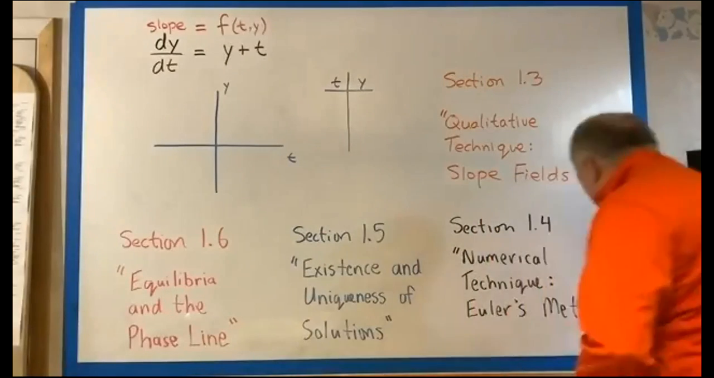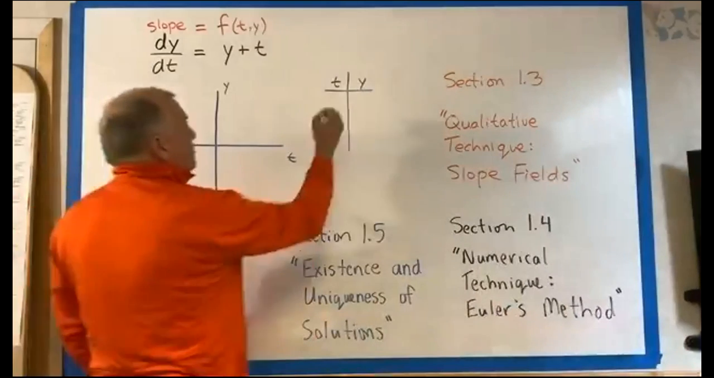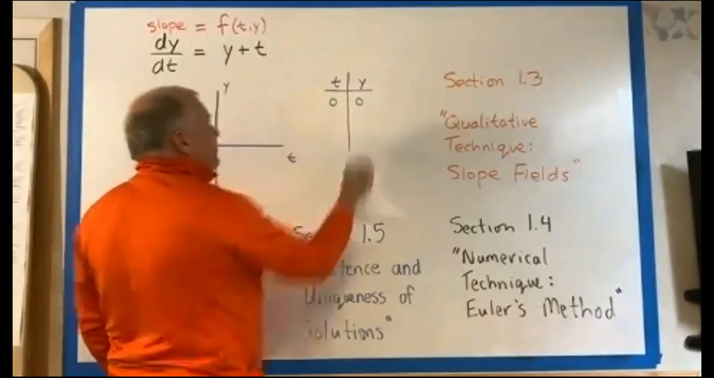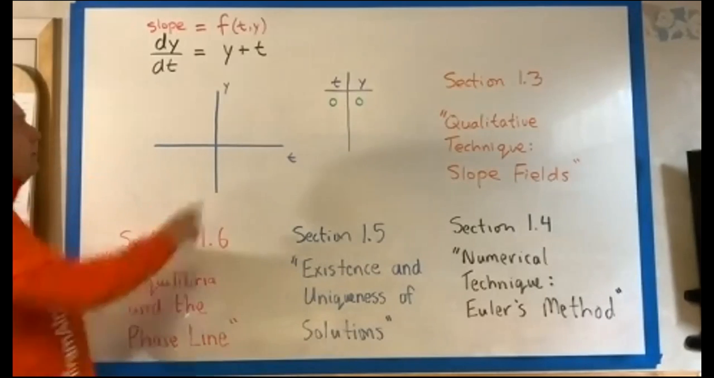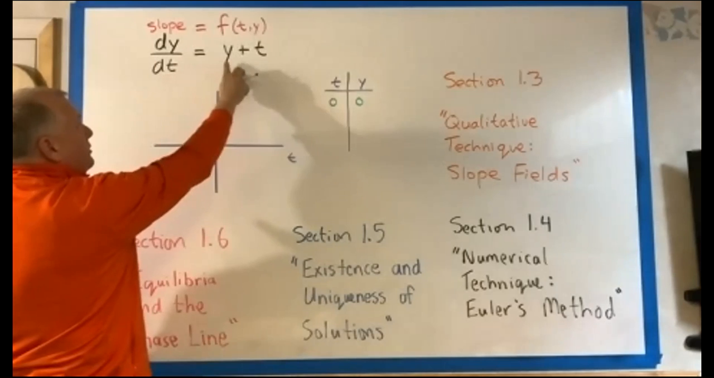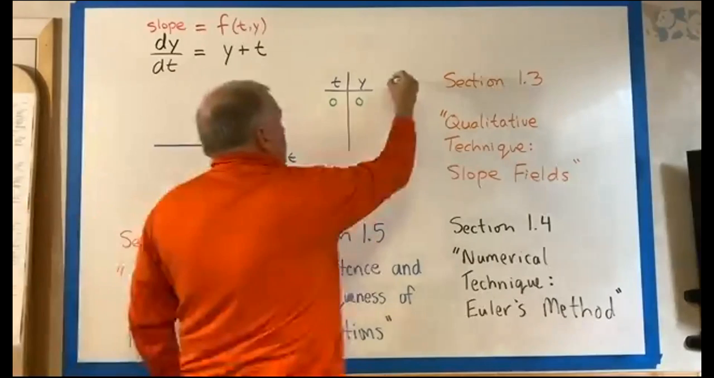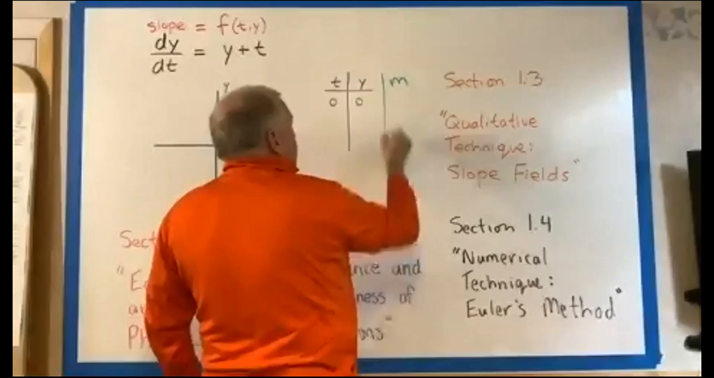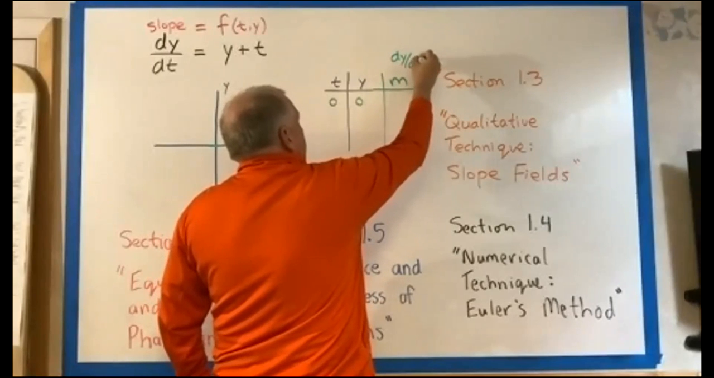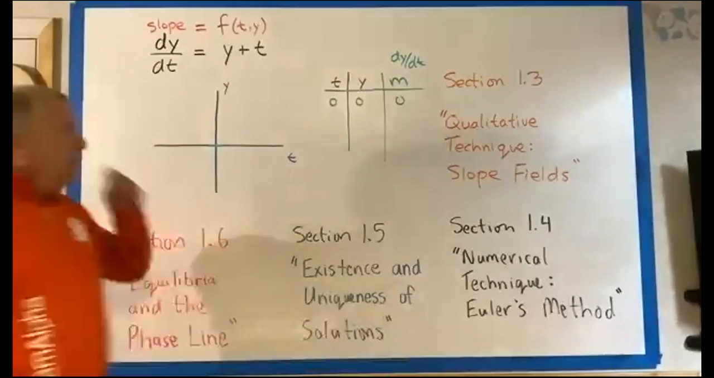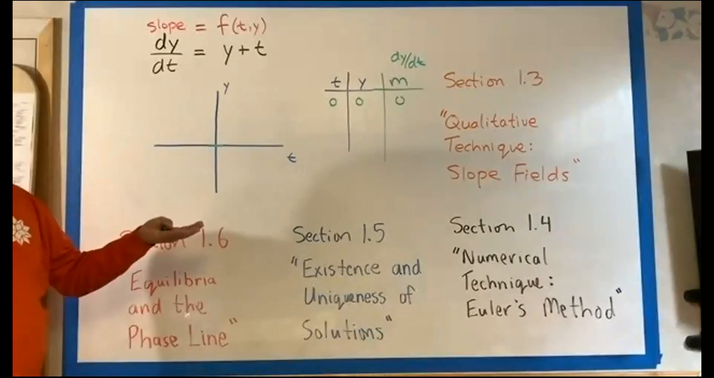I'm not sure always what colors are the best colors, but let's try something really simple like 0, 0. You know, that means you're right there. What is the slope at 0, 0? According to this formula, the slope at 0, 0 is 0. I'll use the traditional letter m for slope if you like, or just dy/dt. And now you see what I'm about to do. That wasn't so painful. I'll do it again.